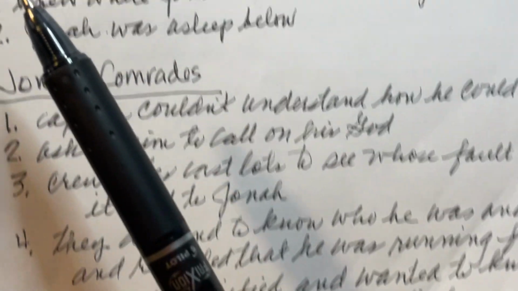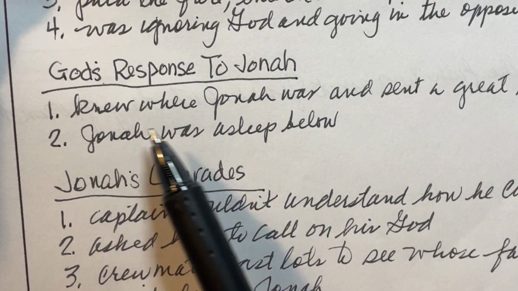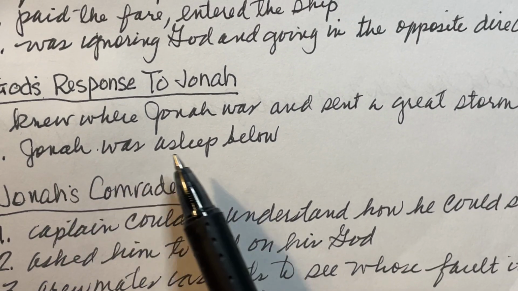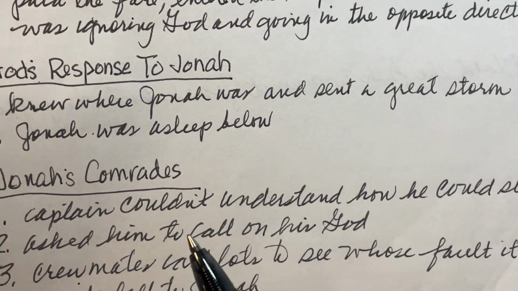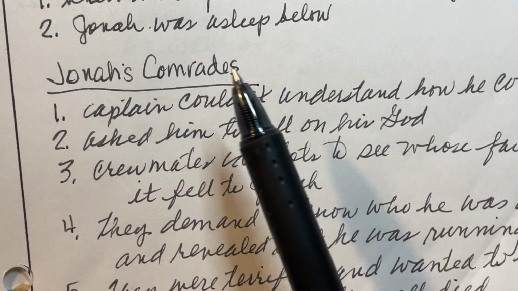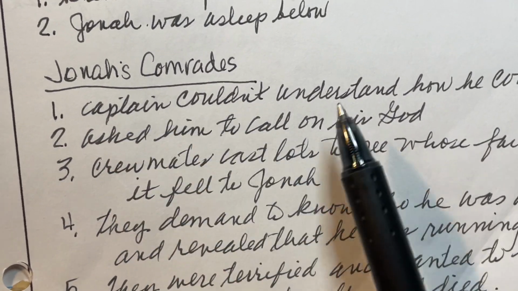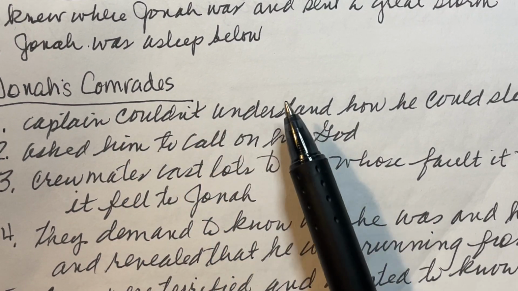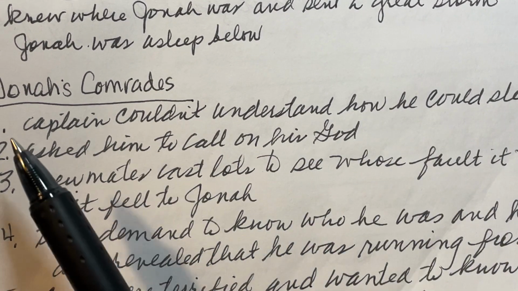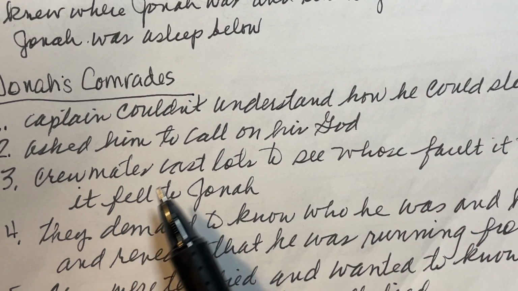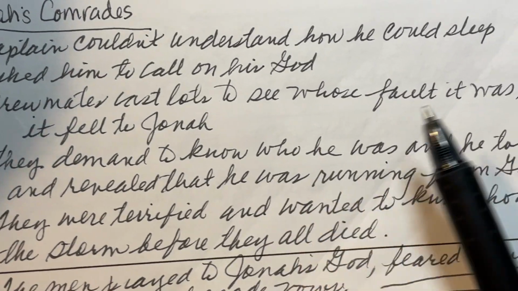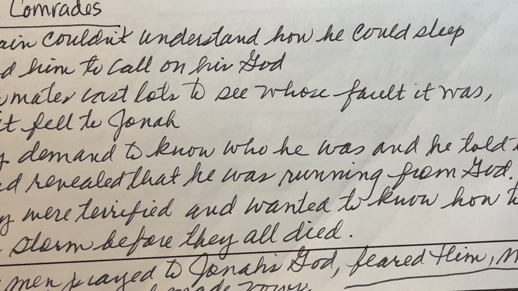God knew where Jonah was, and he sent a great storm, and Jonah was asleep below. So then the next bullet point, Jonah's comrades. And so I just summarized in short sentence form. The captain couldn't understand why he was sleeping. They asked him to call on his God. The crewmates cast lots. They demanded to know what to do to stop the storm.